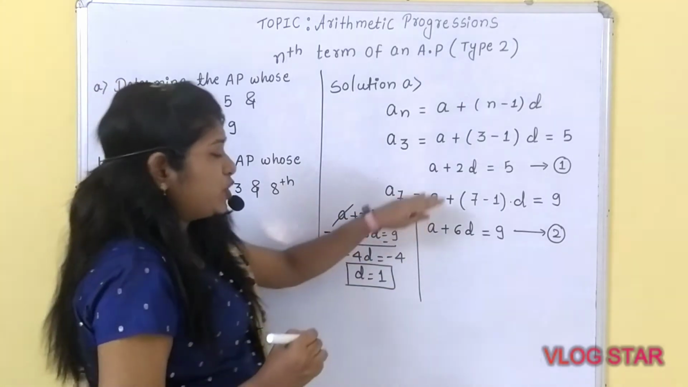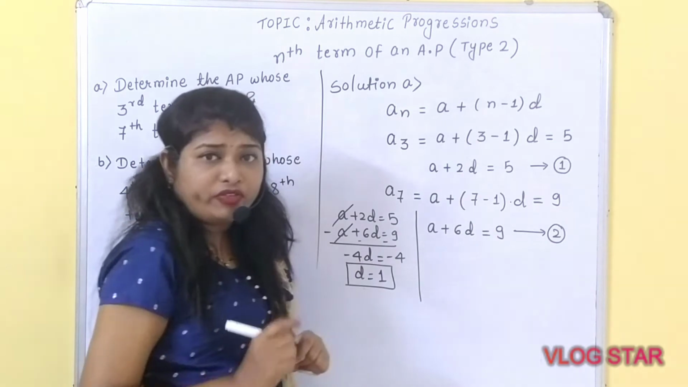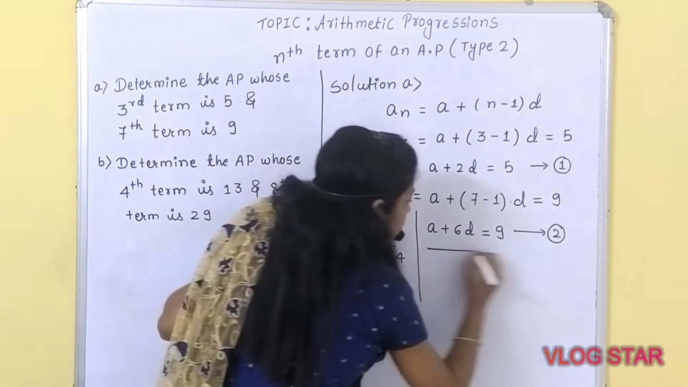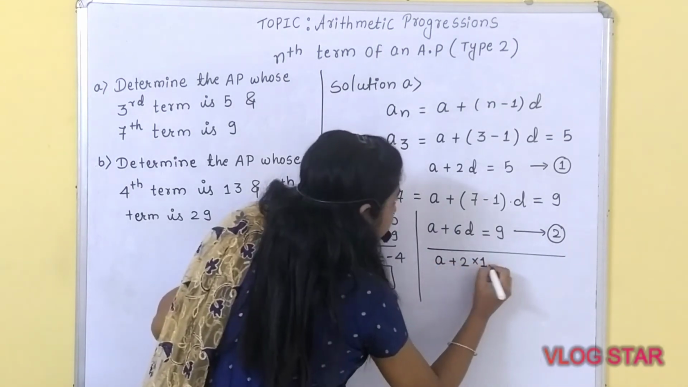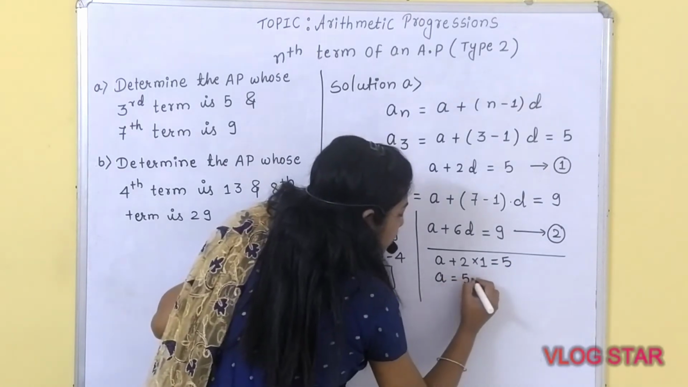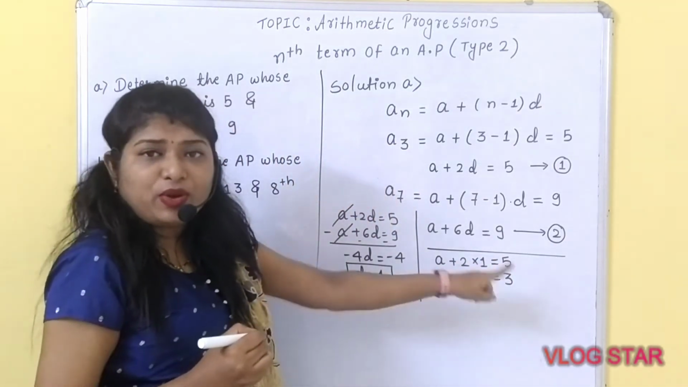Now you can substitute D is equal to 1 in any equation to get the value of A. If you substitute D is equal to 1 here, what will you get? A plus 2 into 1 is equal to 5. So A is equal to 5 minus 2, which is equal to 3. So what is the value of A?